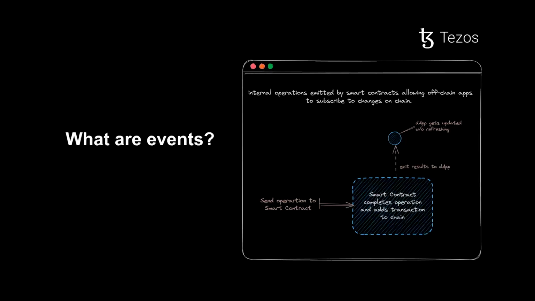And let's look at this diagram that we've got here. We've got an operation being sent to the smart contract. And when the smart contract receives the operation, the smart contract completes the operation and adds that transaction to the chain. And the dApp can get updated with the data that has been written to the chain without the user having to refresh the page.